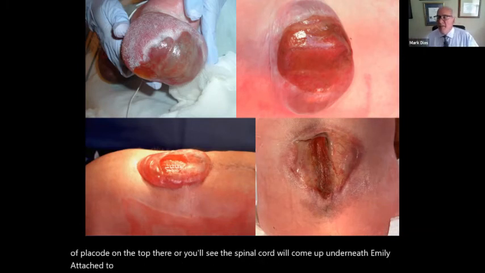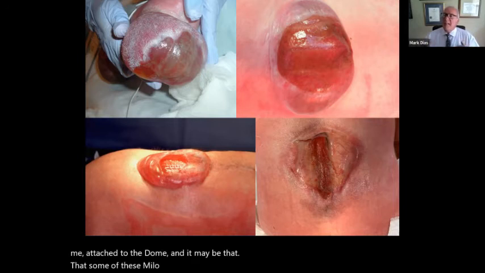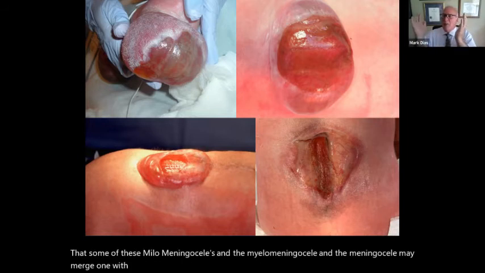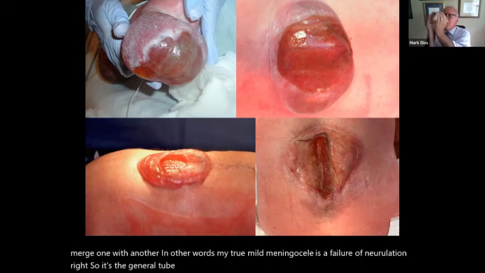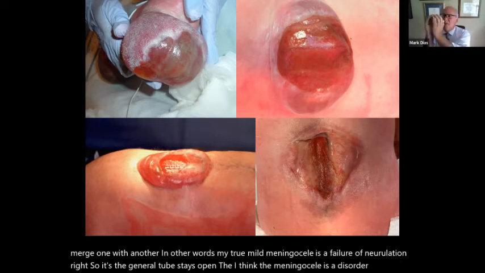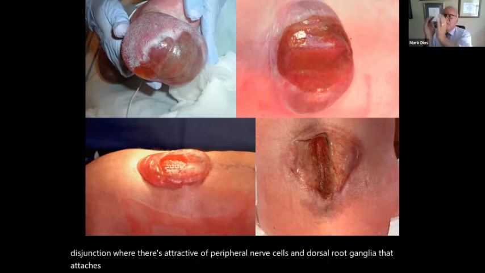It may be that some of these myelomeningoceles and meningoceles merge one with another. In other words, a true myelomeningocele is a failure of neurulation, so the neural tube stays open. I think the meningocele is a disorder of disjunction, where there's a tract of peripheral nerve cells and dorsal root ganglia that attaches to the inside of the dome of the meningocele.